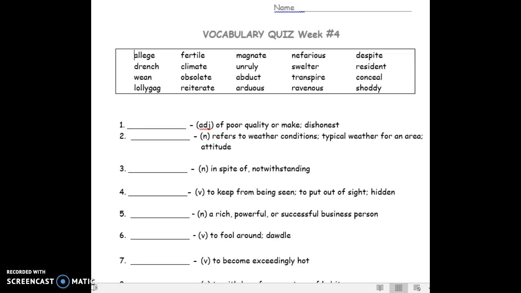Allege, magnet, despite, row 2. Climate, swelter. Row 3, wean, transpire, conceal. Bottom row, lollygag, and shoddy.